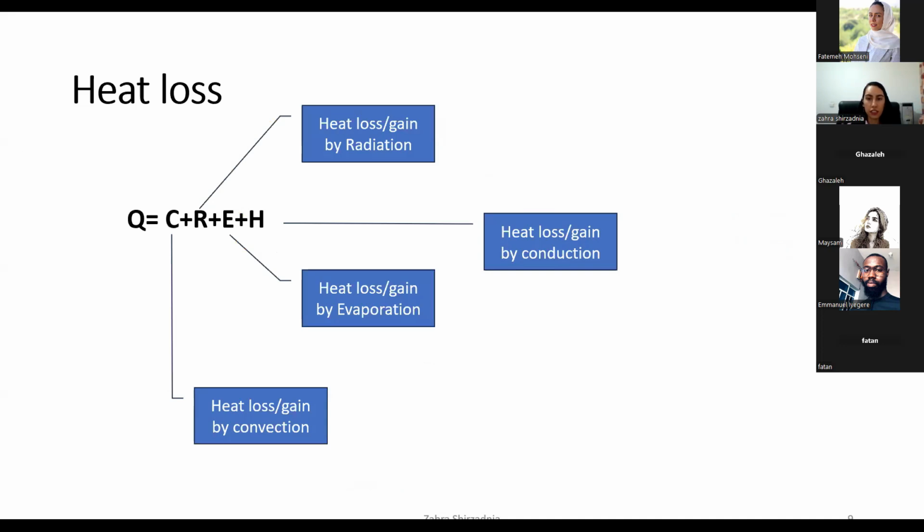So the heat loss is given by Q, which is equal to C plus R plus E plus H, where C is heat loss or gain by convection, R is heat loss or gain by radiation, E is heat loss or gain by evaporation, and H is heat loss or gain by conduction.